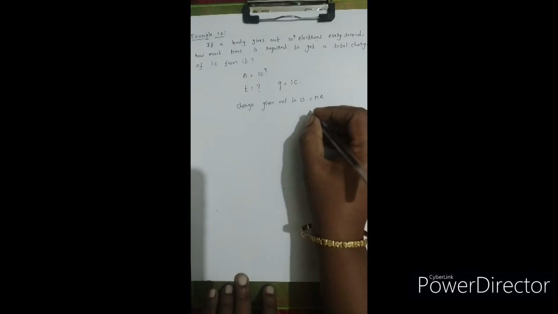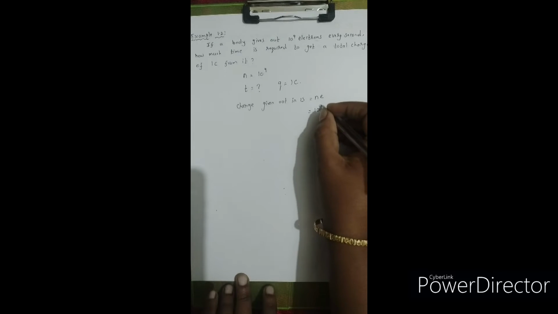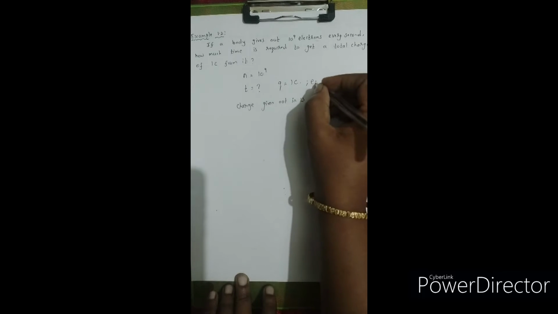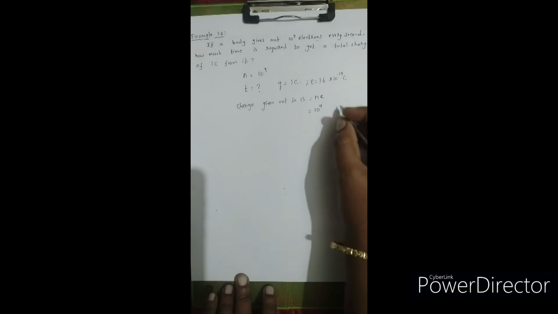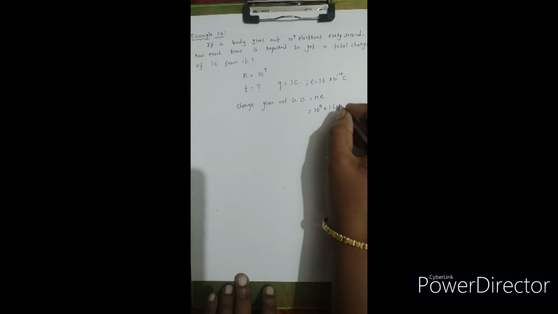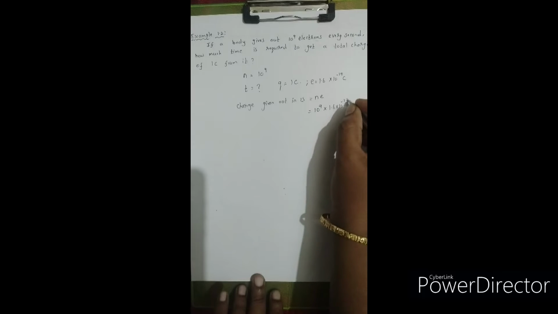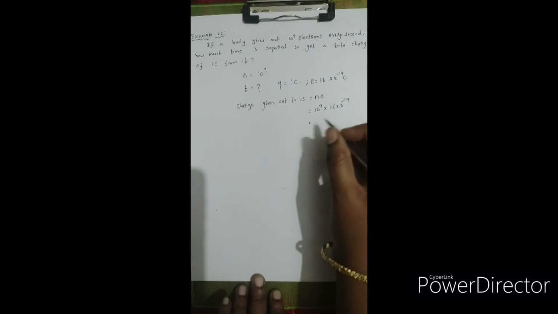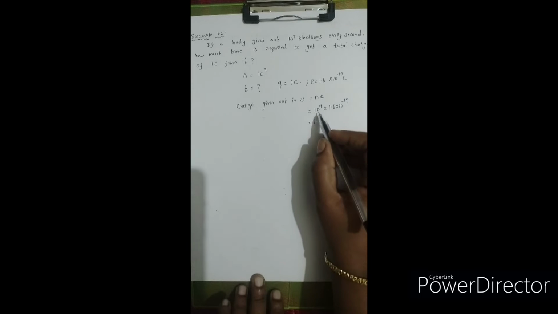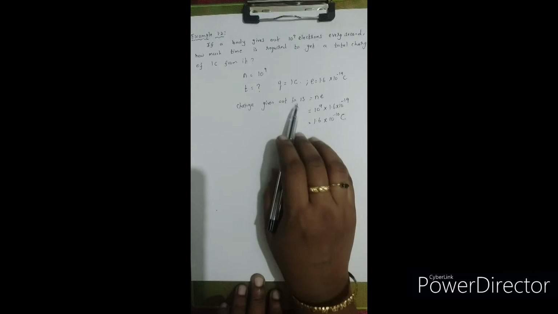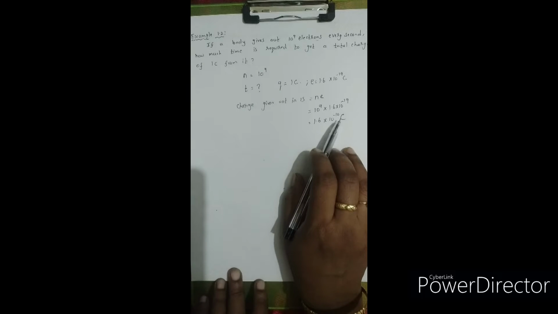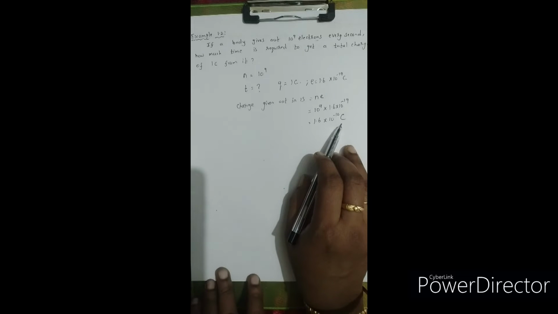So what's the value for N? They have given you, substitute it. So 10 to the power of 9, and the value of E we know to be 1.6 into 10 to the power of minus 19 coulomb. So what does this become? 1.6, 10 to the power of plus 9 and 10 to the power of minus 19 will become 10 to the power of minus 10. So the charge given out in 1 second will be equal to this much amount of coulomb, 1.6 into 10 to the power of minus 10 coulomb.